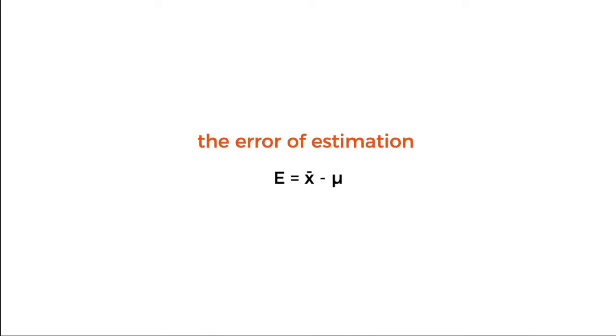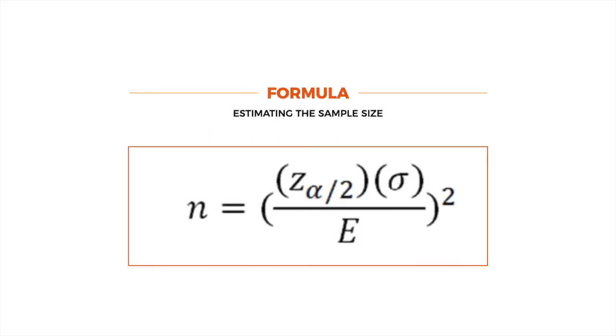And so when we estimate the sample size, the formula that we will be using is n equal to z-score multiplied by the population standard deviation over E, all squared. So E here is the error of estimation, which is x bar minus mean. So let's put this into practice with this example.